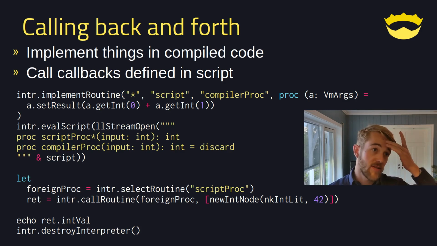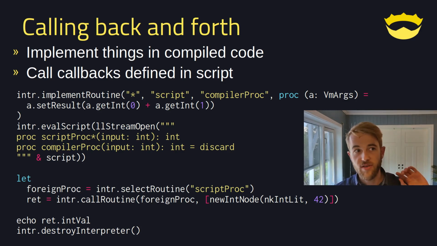So here you see an example of this. We have a script proc that is just a forward declaration for a procedure that must be implemented in our script code. And then we have compiler proc, which is, as you can see here, implemented in our code at compile time. And here you can see what I was getting at with the data passing. So here we use the a from arguments, and we get the zeroth and the first int. This should actually just be the zeroth int because I removed an argument.